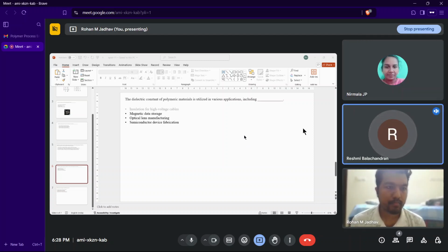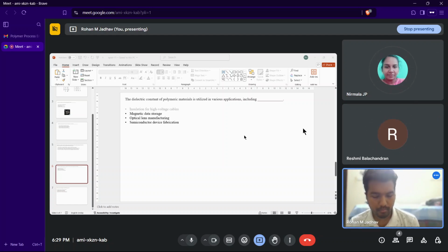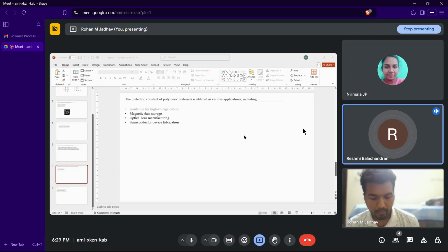Regarding last session, I hope you remember we were discussing the encapsulation of polyurethanes. We went with conformal coating, but the answer key which had come was potting. I don't understand why.